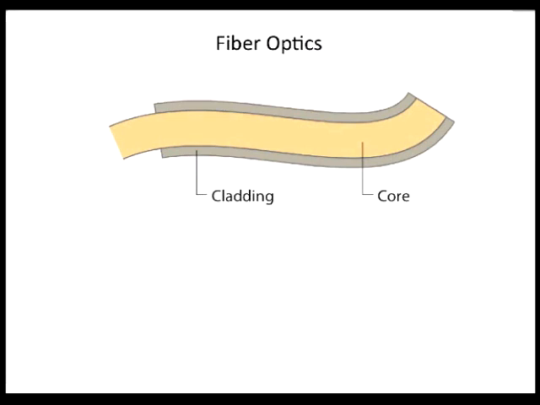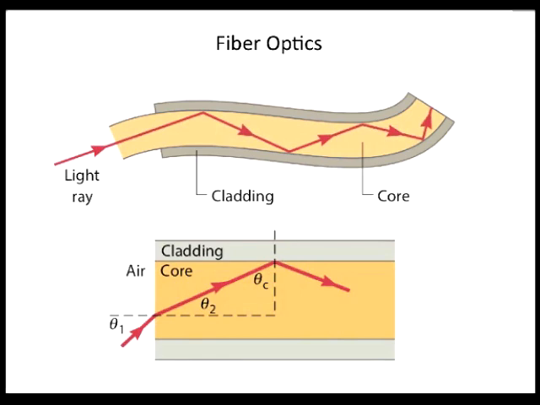The core is made from transparent glass or plastic that has a relatively high index of refraction. The cladding is also made of glass, but of a type that has a relatively low index of refraction. Light enters one end of the core, strikes the core-cladding interface at an angle of incidence greater than the critical angle, as shown here, and is therefore reflected back into the core.